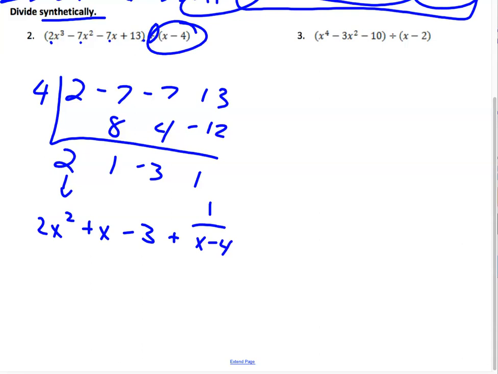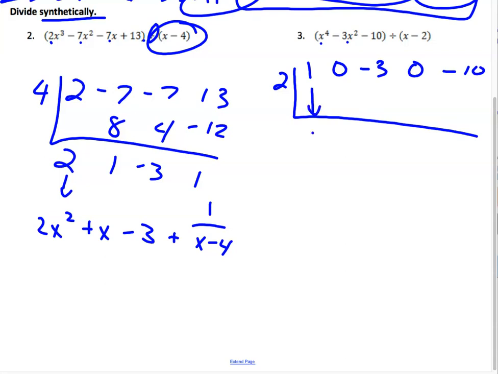Over here, I'm dividing by x minus 2, so I put a 2 on the outside. It's to the 4th, so I should have 5 numbers. There's only 3 here, so there are some missing spaces. It's 1x to the 4th. I don't see an x to the 3rd. -3x squared. I don't see an x. And then -10. And then just do the same thing I did on the left. Drop the 1 down, multiply, add, multiply, add, multiply, add, multiply, add.